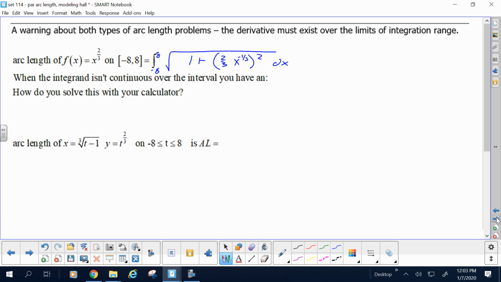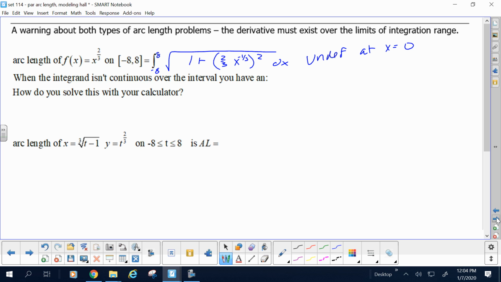Now, that's a bit of a problem. Why? Because of domain. Yeah, domain restriction. It is undefined at 0. That's a bit of a problem. Now, if you have an integral that is undefined at 0 or not continuous over the domain, that's called an improper integral. Sometimes you get an infinite.